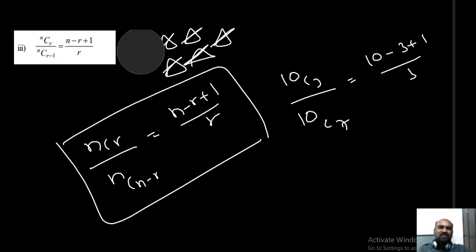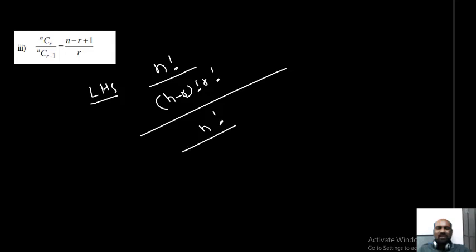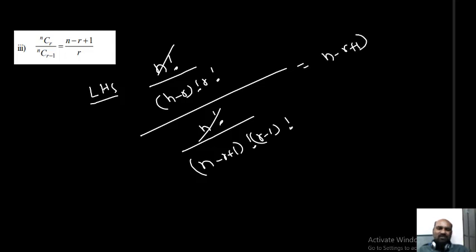Okay, students? Okay. So the proof is not at all a big issue, no? LHS: n factorial by (n minus r) factorial into r factorial, by n factorial by (n minus r plus 1) factorial into (r minus 1) factorial. Directly I wrote the step. This gets cancelled. What happened? (n minus r plus 1) factorial into (r minus 1) factorial by (n minus r) factorial into r factorial.